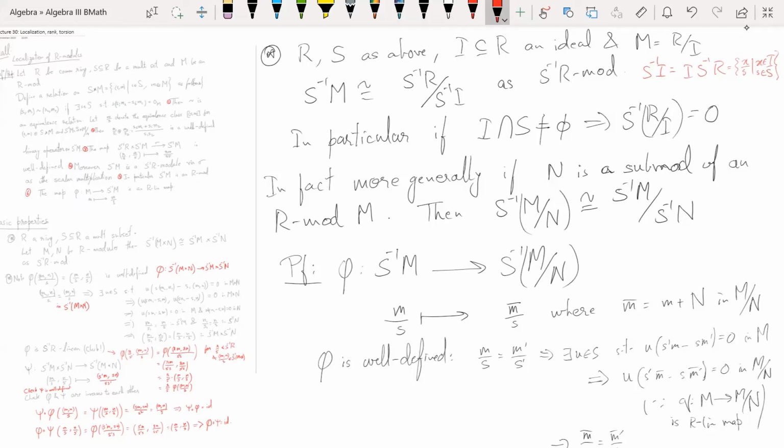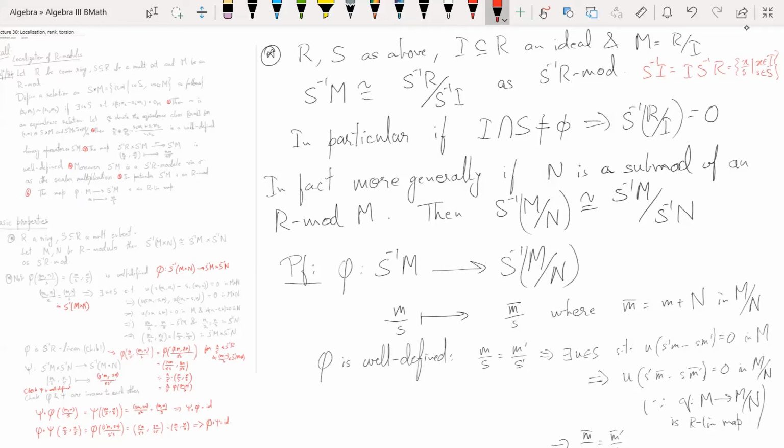And so as soon as you take S such that I intersection S is non-empty, you get that this is 0. So once you know this result, if you invert 3 and try to localize the module Z mod 3, you'll get 0, because the ideal 3Z contains 3, and the multiplicative set S also contains 3.